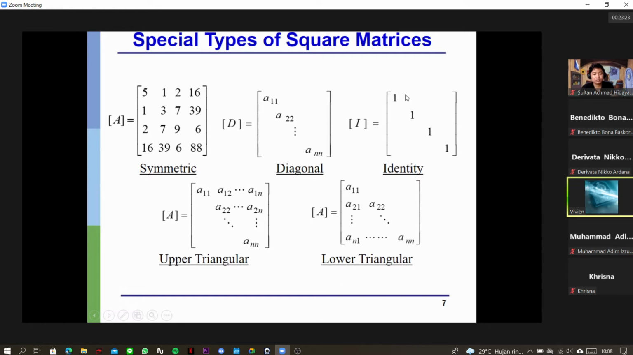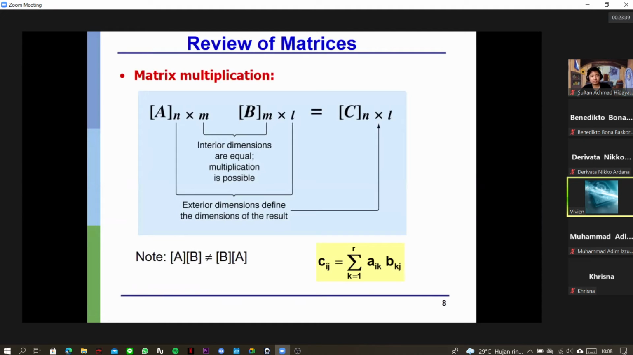And we have the identity matrix, if we have a diagonal matrix in which all the elements are one. And we have the upper triangular matrix and the lower triangular matrix. So we have those terms already, so that now we will continue on matrix multiplication.